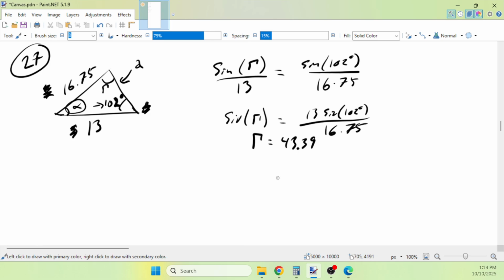Okay. And that means that alpha is the other angle we know. That's going to be 180 minus the 102 minus 43.39. And 180 minus 102 is 78. 78 minus 43 is going to be 29.8.